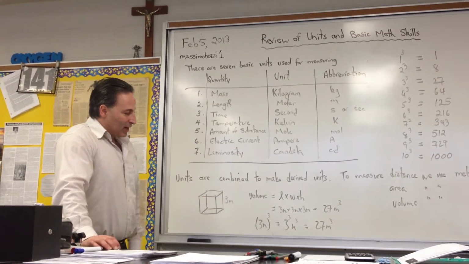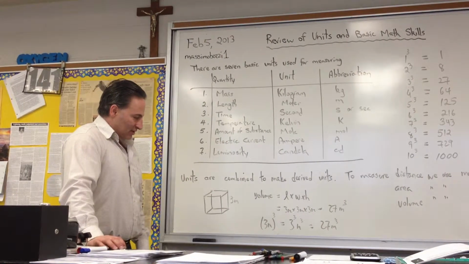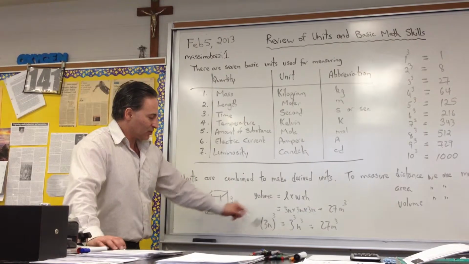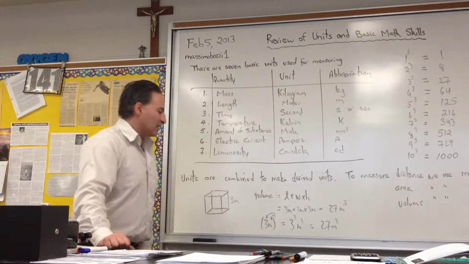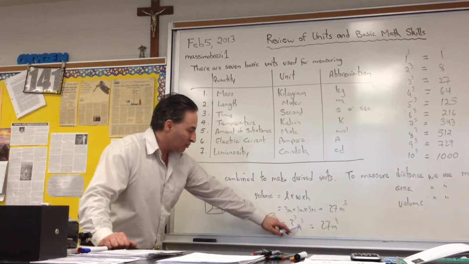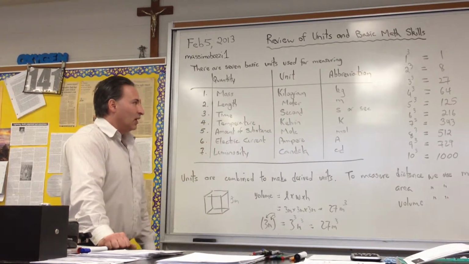There are 3 ways of writing the same thing, which students should be aware of and which often causes confusion. You could say 3 meters all cubed, which means that cubed is being distributed to everything inside the bracket. So 3 cubed and meters cubed will give you 3 cubed meters cubed, which equals 27 meters cubed.